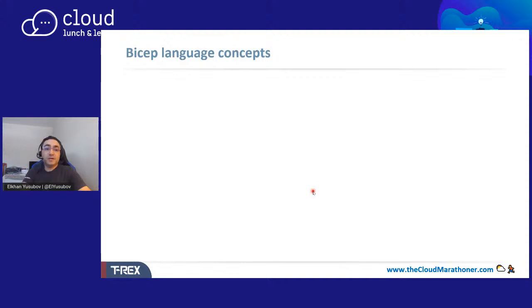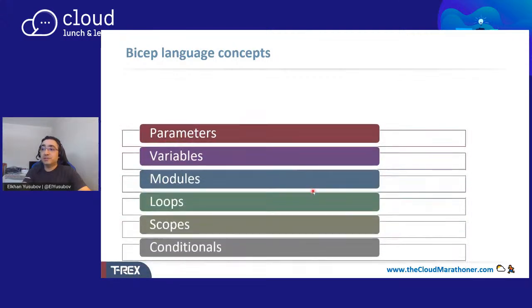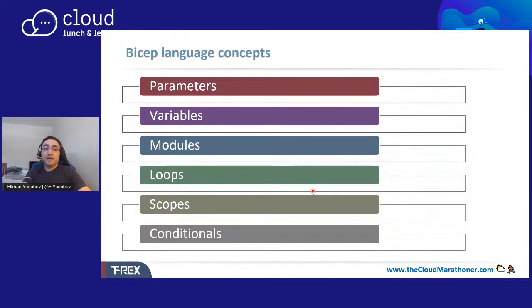Next is Bicep language concepts. I'm not going to spend too much time here. I'll just list them as you see. They are all regular concepts that you have in most programming languages, as well as in scripting languages. So one distinction I want to make sure is that everybody actually got it right.